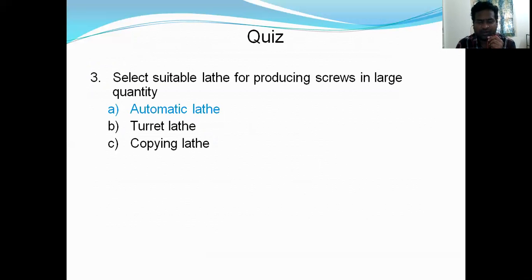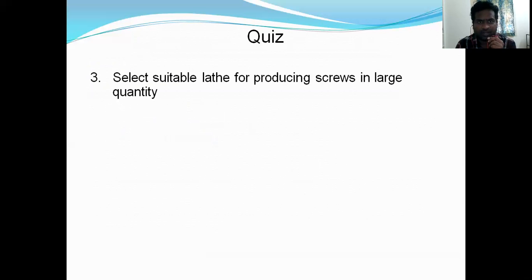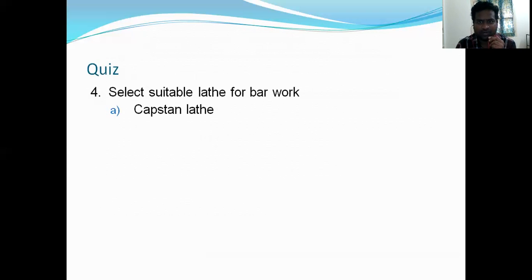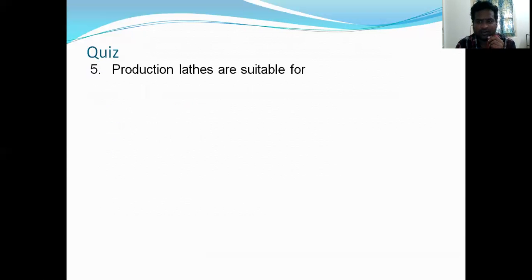If we have the knowledge of theory, we can easily answer the quiz questions, right? I am not saying the options, but I am doing the quiz questions. Select a suitable lathe for producing screws in large quantity. Quantity gives the mass production, and mass production is done by the automatic lathe. For that reason, I can easily tell this answer. Select a suitable lathe for bar work. Bar work is done on the capstan lathe, right? So in a simple way we can answer the questions.